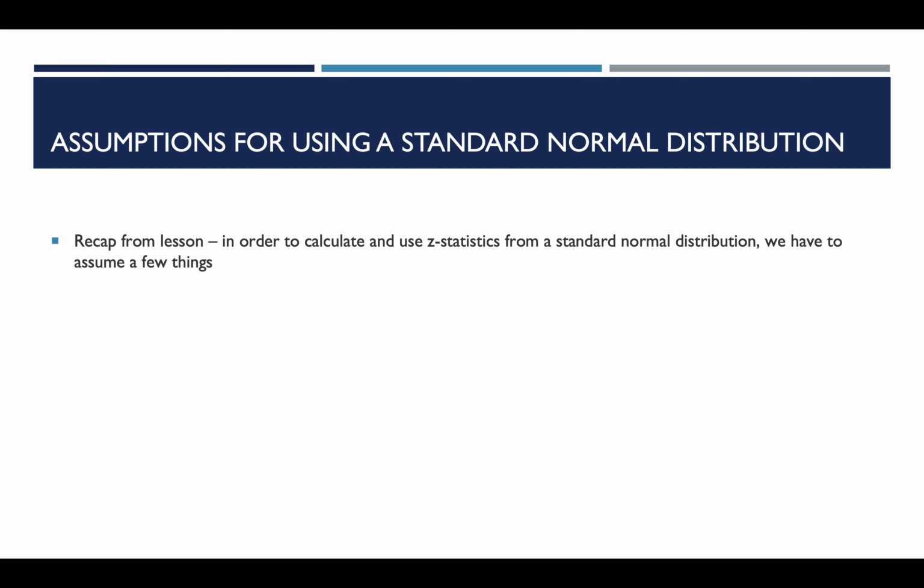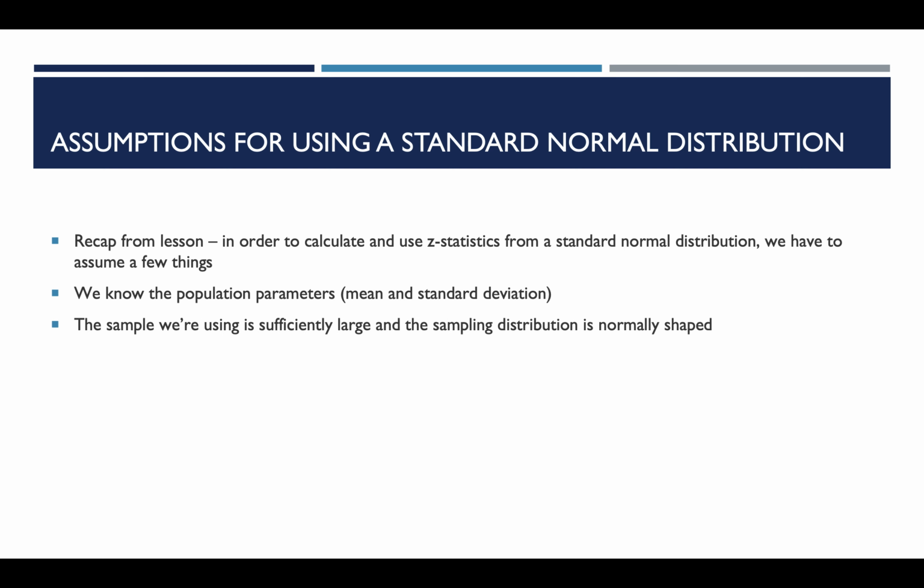Let's start with a recap from lesson 1. You'll remember that in order to calculate and use z-statistics from a standard normal distribution, we have to assume a few things. First of all, we need to know the population parameters. In particular, we need to know the population mean and the standard deviation. We also need to assume that the sample we're using is both sufficiently large and that the sampling distribution is normally shaped.